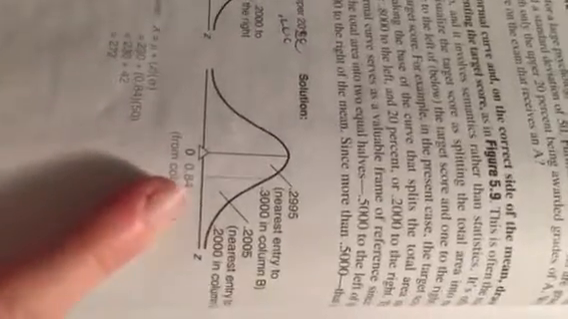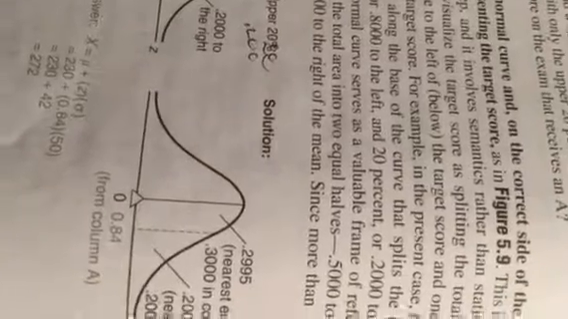Finding a score for standard distributions. So the steps are to sketch a normal curve, and on the correct side of the mean, draw a line representing the target score. And you can see that right here in figure 5.9. Then you plan your solution according to the normal table.